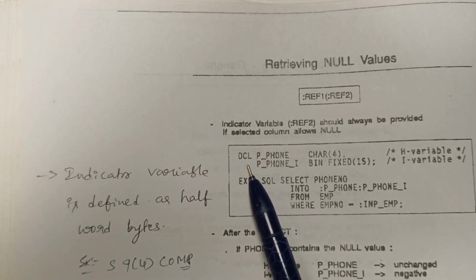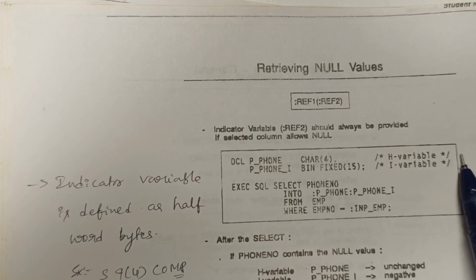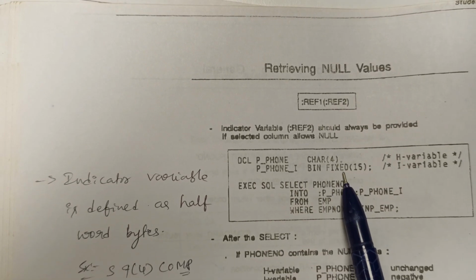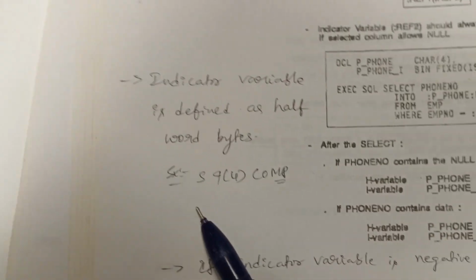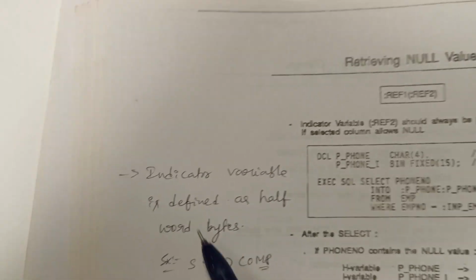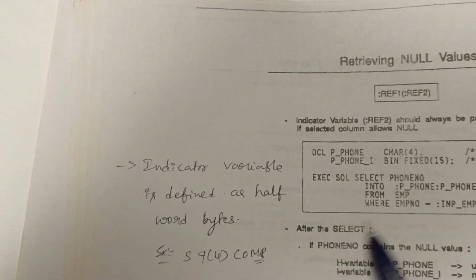And this is some sample DCLGEN. Phone number is a valid host variable field, and this is a null indicator field, which is binary fixed 15. The corresponding COBOL field is S9(4) COMP. The indicator value takes 2 bytes.